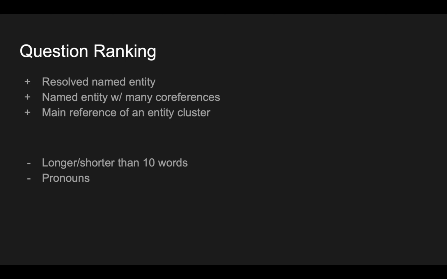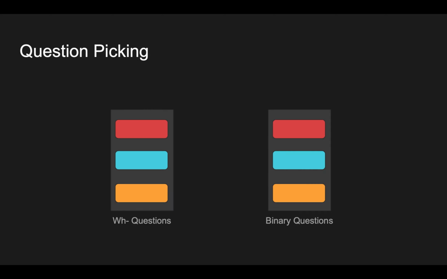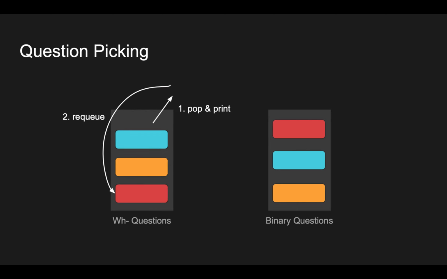We also give an extra boost to questions that have the main reference of an entity cluster, because that's usually the first introduction of it where they'll give an existential clause. We penalize questions that are longer or shorter than 10 words to keep an ideal length, and discard any questions that have pronouns in them. With our queues ordered by rank, we pick alternatively from the queues so we get an equal number of WH and binary questions. Once a question is picked, we move it to the back of the queue to allow it to be recycled in case we can't generate enough questions.